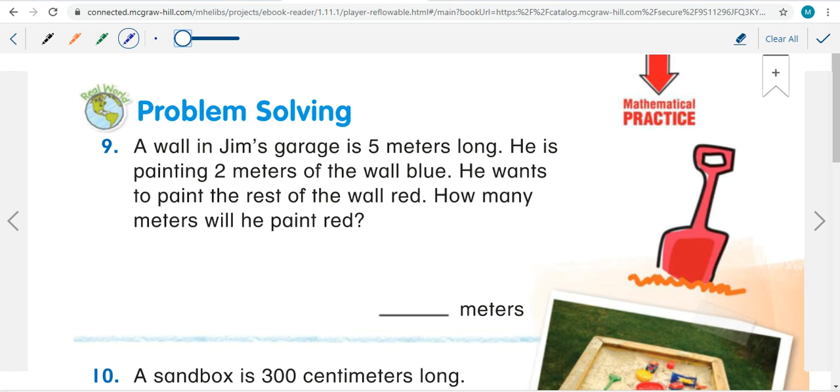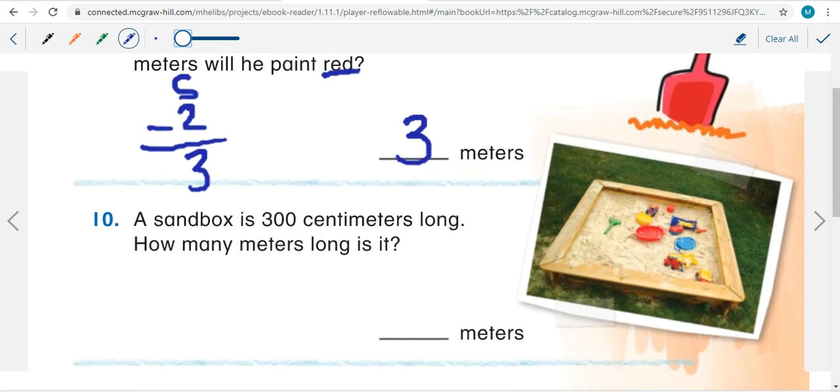Now, we know that the wall is 5 meters and he already painted 2 meters blue. So we need to find the difference. So to find the difference, we are going to subtract. We are going to subtract 5 minus 2, which is 3. So 3 meters of the wall, Jim is going to paint it in red.